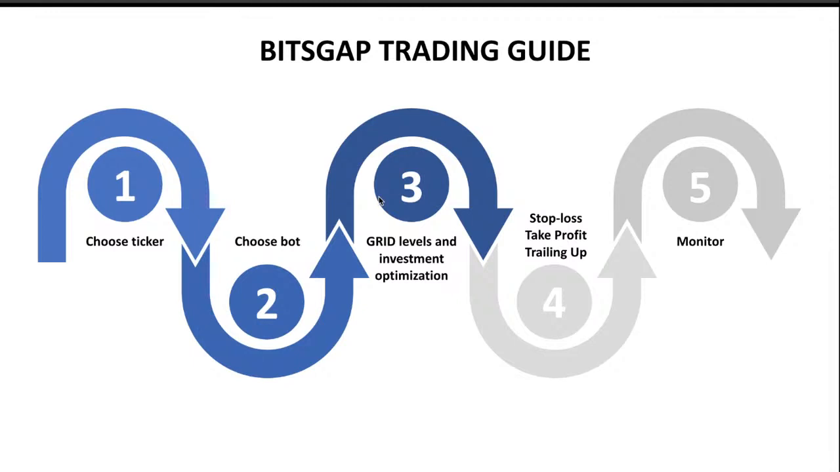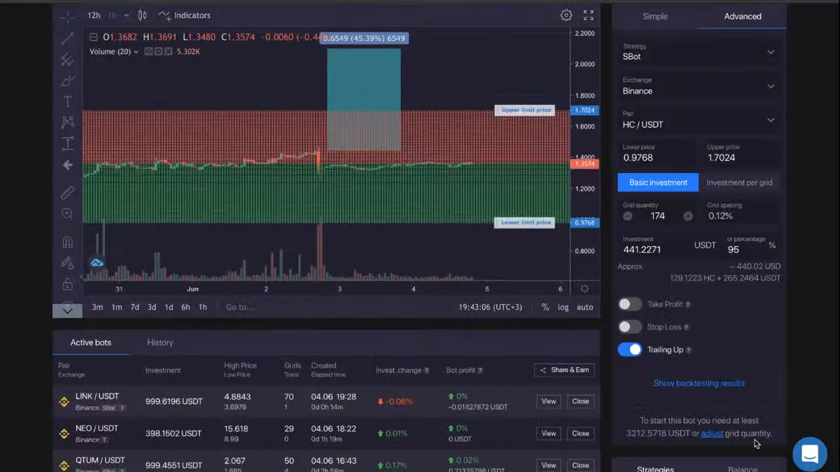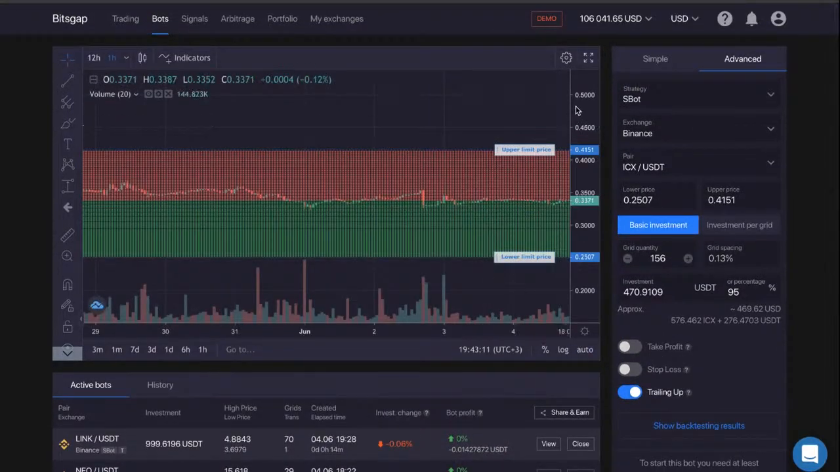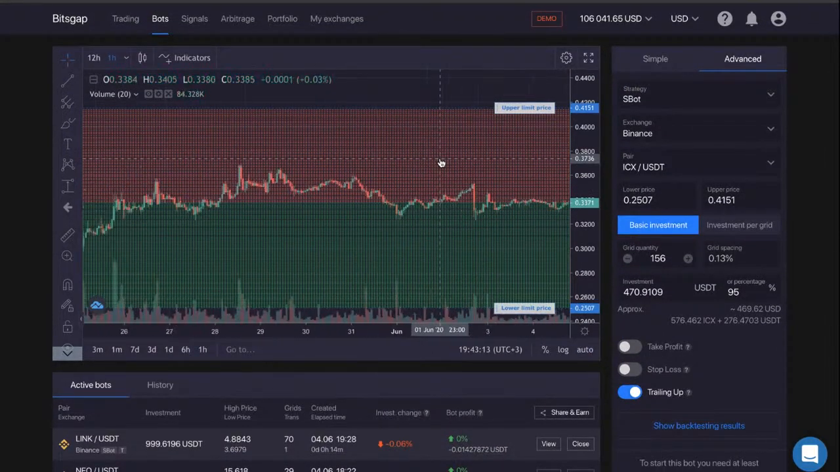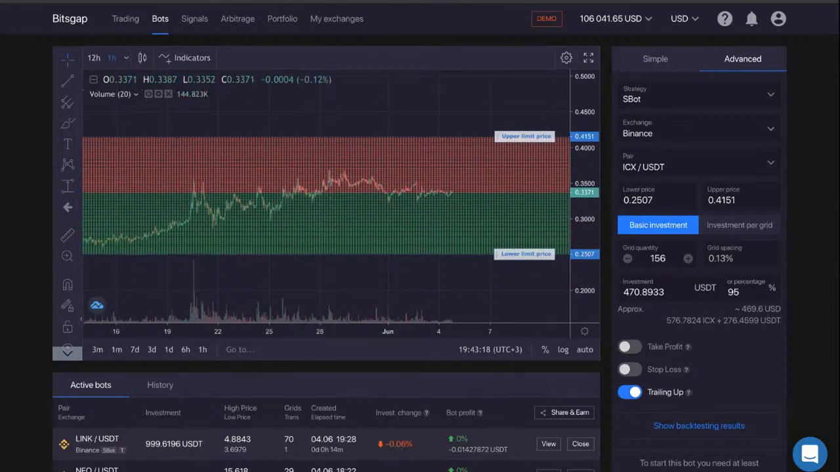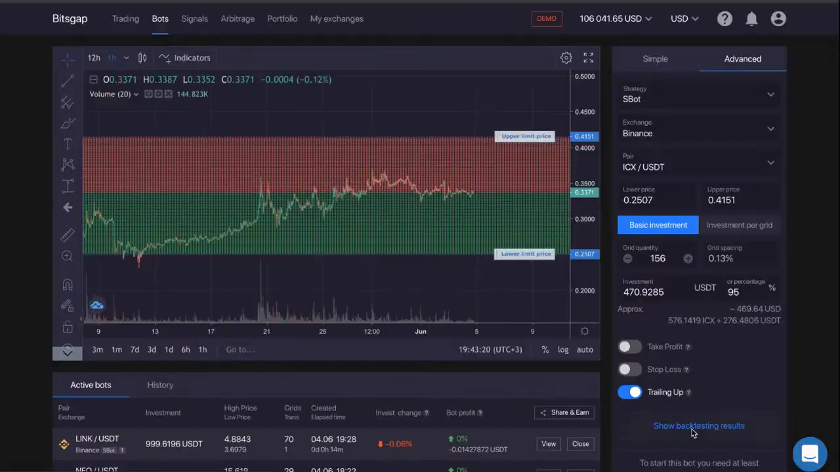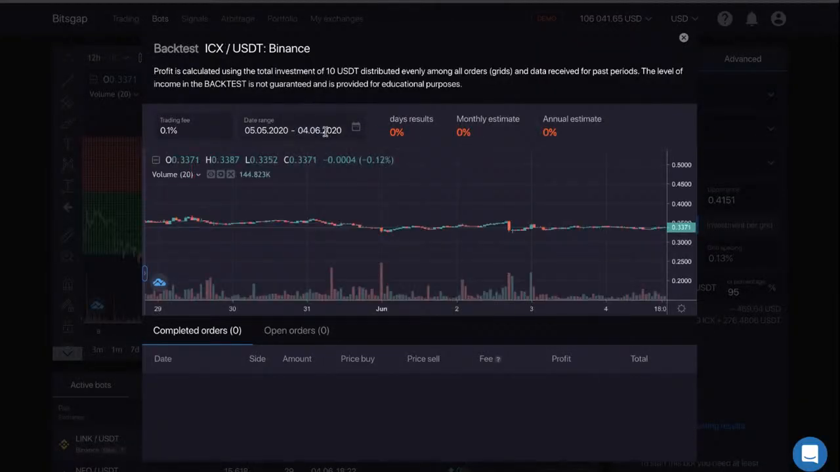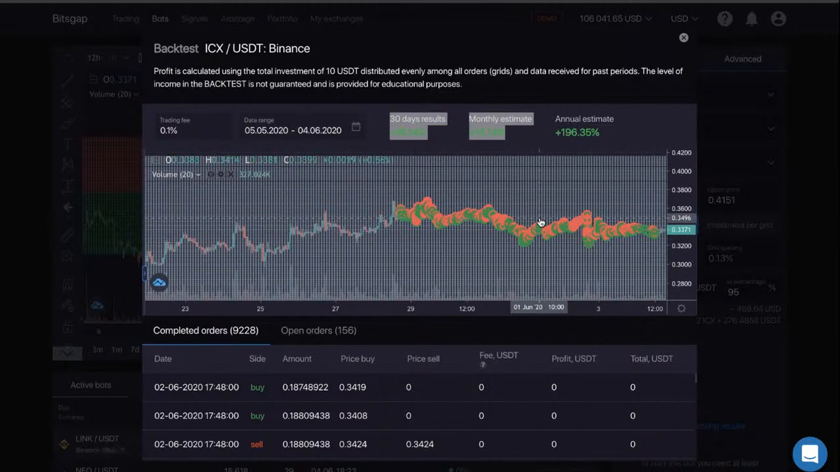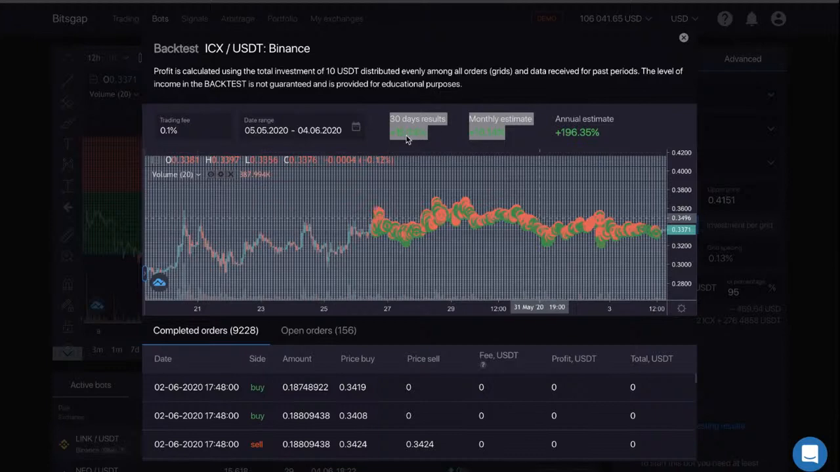And in this case, the trading guide is pretty straightforward and simple. You must choose the ticker. You can use, as I already showed you, recommended strategies. From here you have automated trading range defined by the Bitsgap algorithm, or you can use the backtesting to see what was the result starting from the, well, in this case it's a 1 month period, and we can see that for the last month the bot has generated plus 16%.